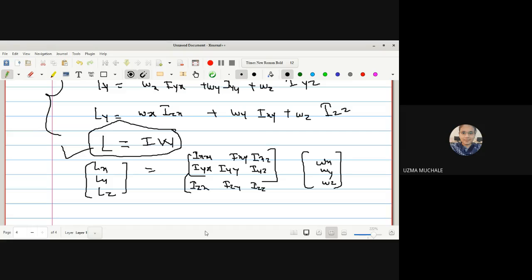If I start the next proof, it is also much larger. That is the kinetic energy of a rigid body, which we have to find out. This we will take in the next lecture, and we are remaining with only 4 to 5 lectures. After 4 to 5 lectures, we will complete our syllabus of classical mechanics.